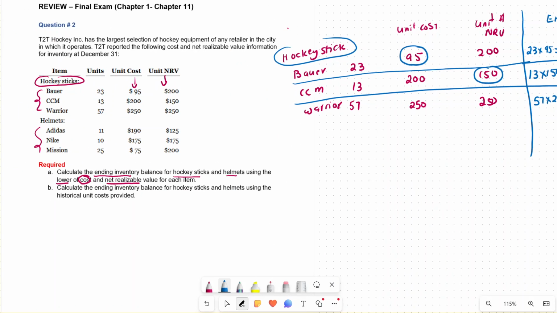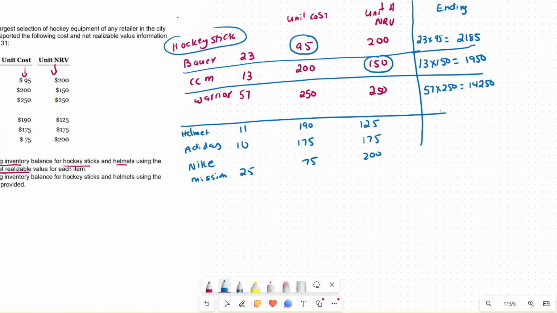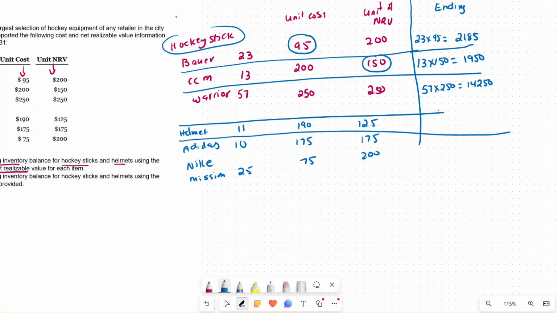Then I'm going to go to my helmets. Let's work it out. For my helmets, we have Adidas, we have a Nike, we have Mission. So the units are 11, 10, 25. Cost is 190, 175, 75, and net realizable value is 125, 175, and 200. So again, you're going to take the lower of both, which is 125. So I'm going to do 125 times the 11, which will give me 1375.